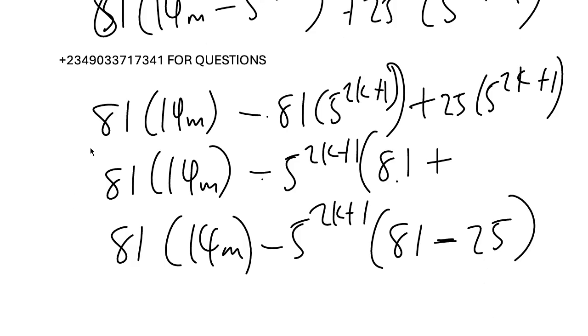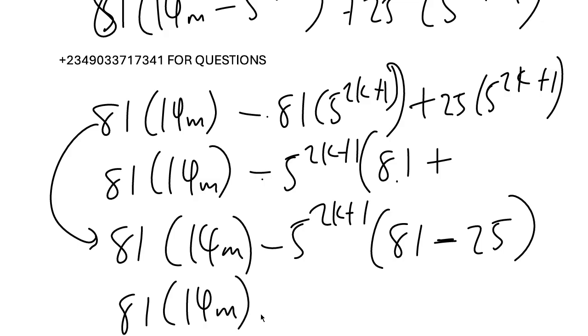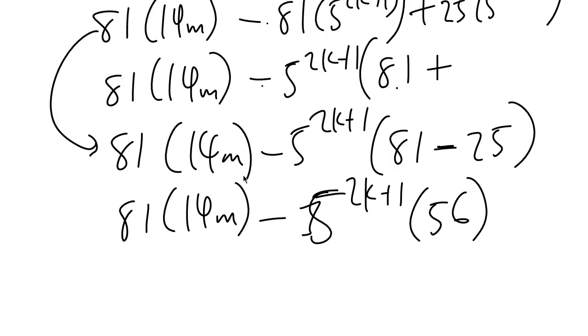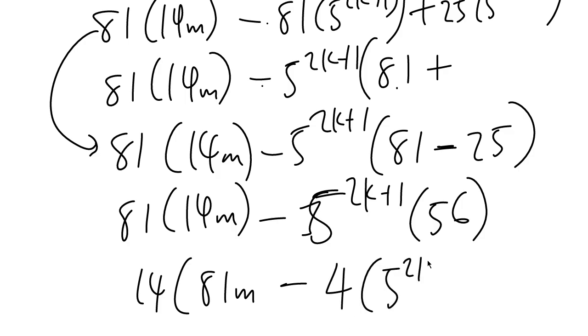Do you get the factorization? This connects to this. So that will be 81 into 14m minus 5 to the power 2k plus 1 into 56. Do you get? And then you can now factor out 14. If you factor out 14, it gives us 81m, because this divided will leave us with 81m. Then 56 divided by 14 will be 4, to leave us with 4 into 5 to the power 2k plus 1. And this is the answer.